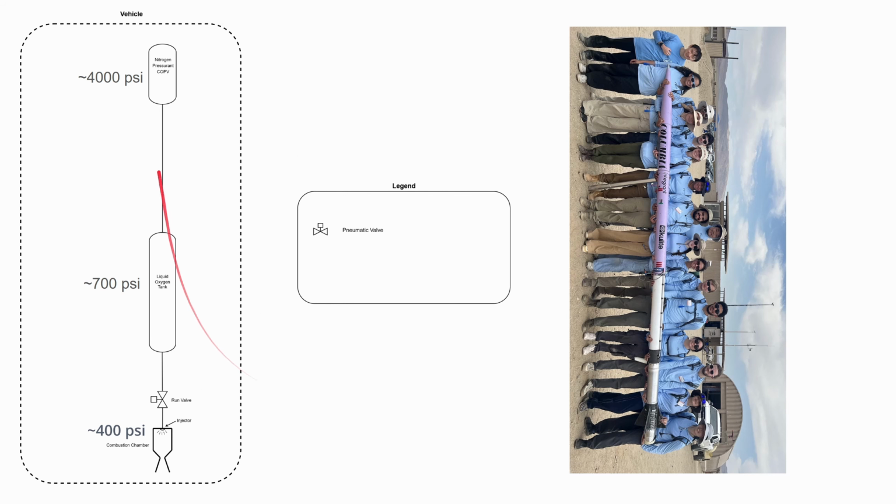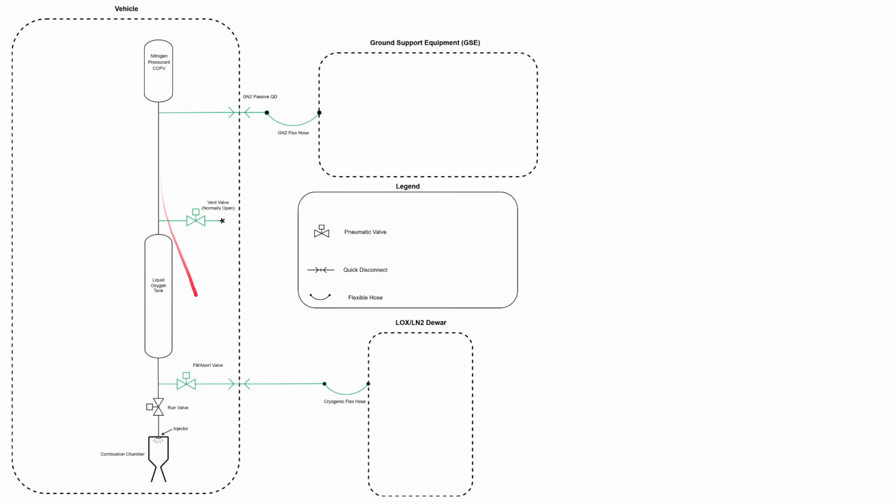We need some connections to the ground to fill it with propellant. In our case, our propellant is liquid oxygen, and the pressurant gas is gaseous nitrogen. To do that, we have 2 umbilical connections. The first is a connection to the liquid oxygen tank to fill liquid oxygen, and the second is a connection to the COPV to fill nitrogen. And we also have a vent that vents the liquid oxygen.